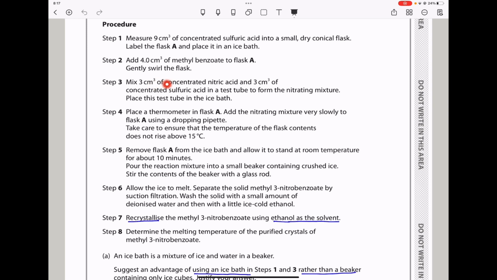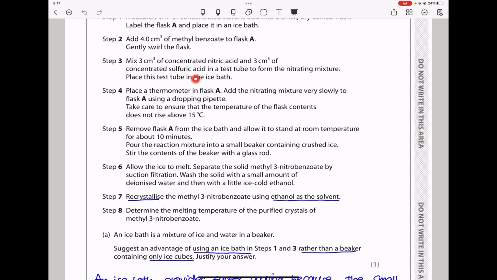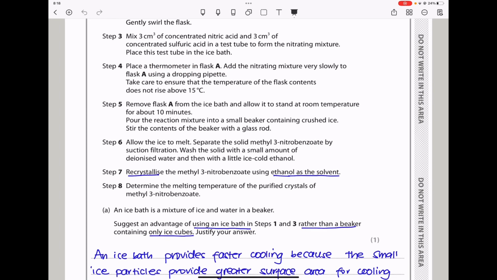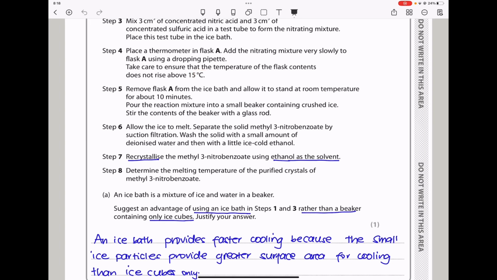Then mix 3 centimeters cubed of concentrated nitric acid and 3 centimeters cubed of concentrated sulfuric acid in a test tube to form the nitrating mixture, and place this test tube in the ice bath. Then place a thermometer in flask A. Add the nitrating mixture very slowly to flask A using a dropping pipette. While doing this, you have to take care to ensure the temperature of the flask contents does not rise above 15 degrees Celsius.